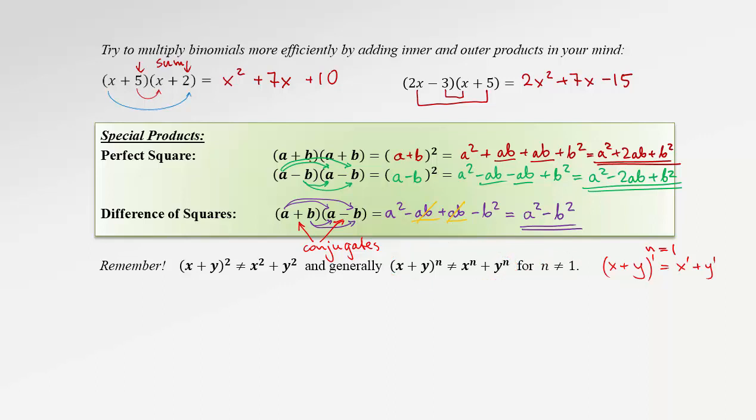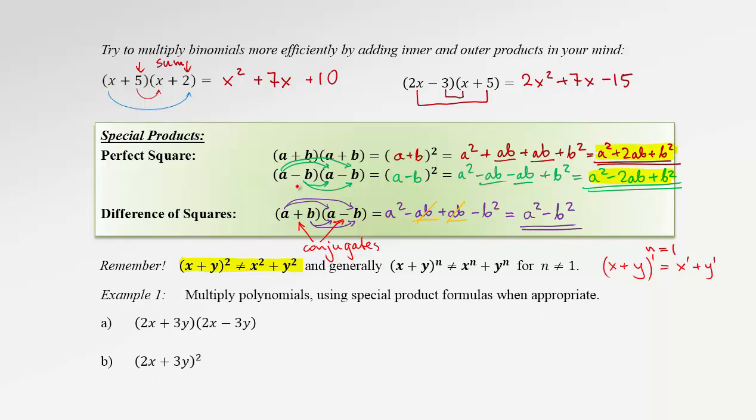It's easy to see it when we take, for example, x equals 1 and y equals 1. Then we would have 2 to the n on one side and 1 to the n plus 1 to the n, which is 2, on the other side of the equation. That's obviously not the same unless n is 1. So don't make this error. Perfect square results in three terms, as stated above.